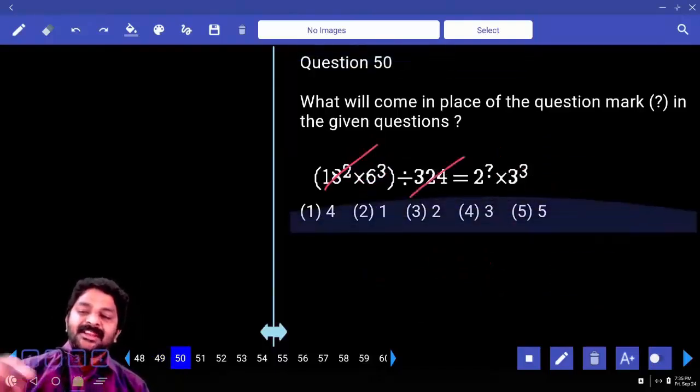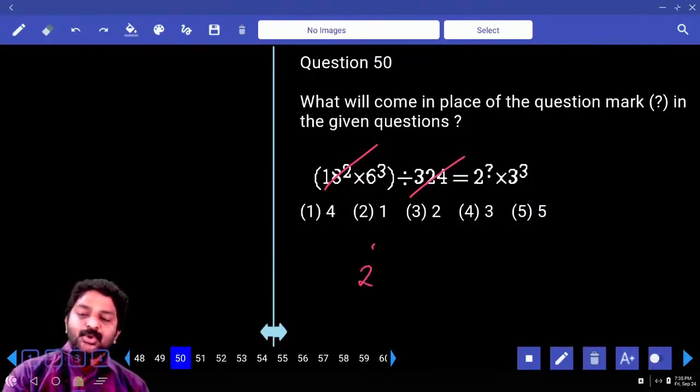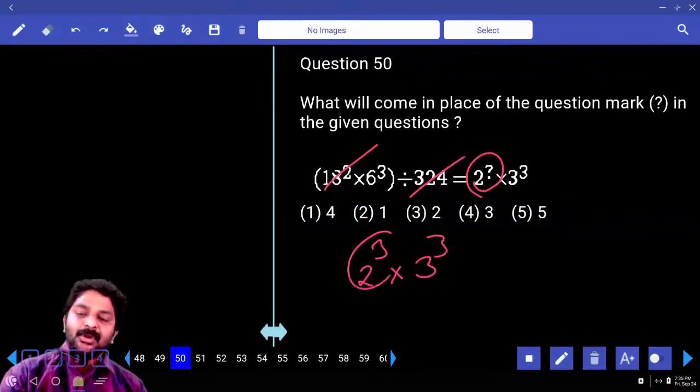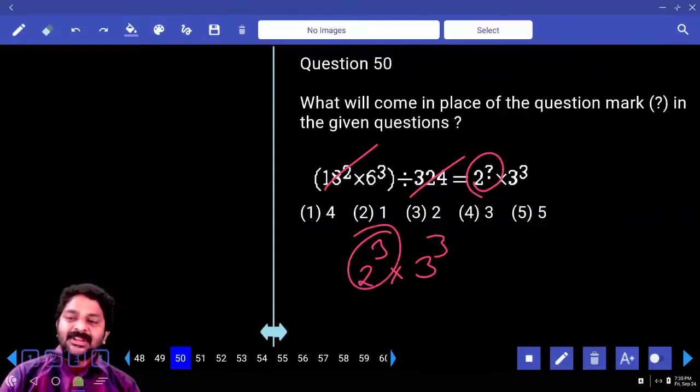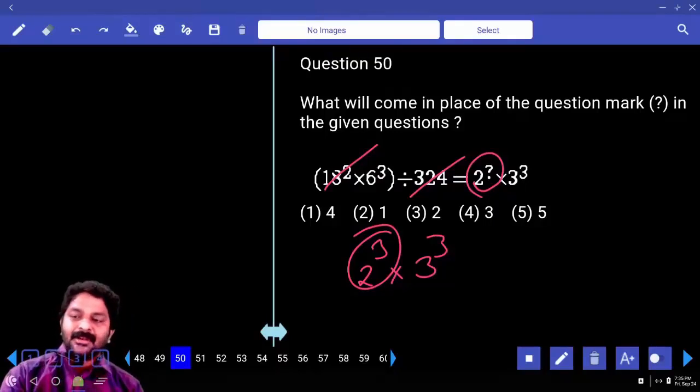18 square 324 gets cancelled. 6 cube can be written as 2 cube into 3 cube. Then 2 power x is equal to 2 cube. X is equal to 3. Option 4. Answer 3. Option 4. Be careful.